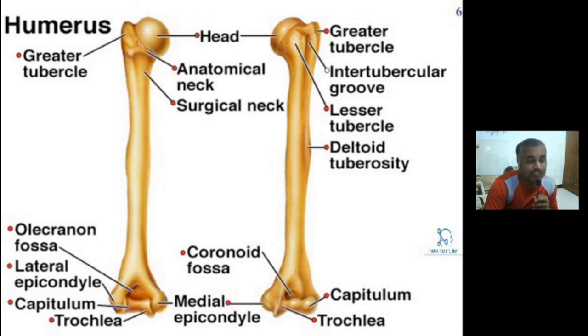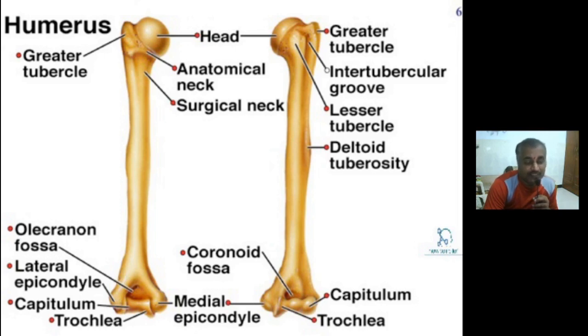Now, as far as the joints are formed by the humerus, the upper end, the head of the humerus forms a joint with the glenoid fossa of the scapula called as the shoulder joint, which is a ball and socket variety of synovial joint, whereas the lower end forms a joint with the radius and ulna to form the elbow joint, which is a hinge variety of synovial joint. This is the shaft of the humerus.